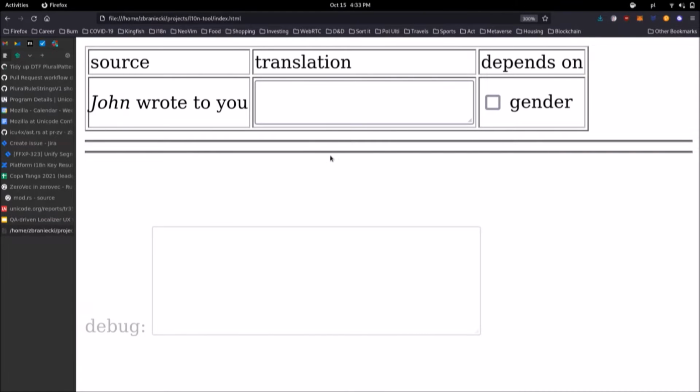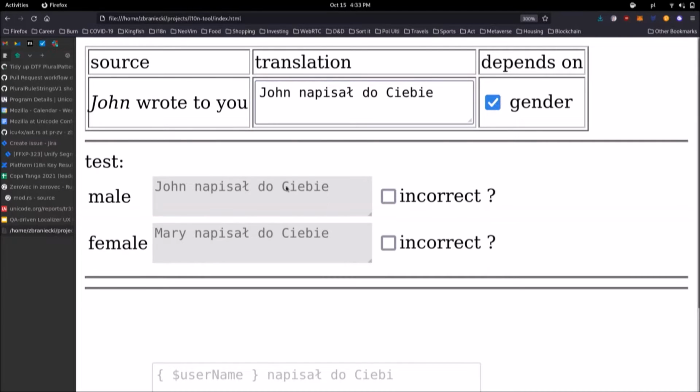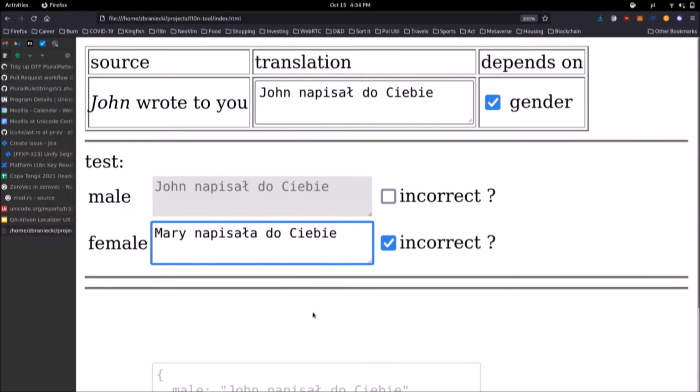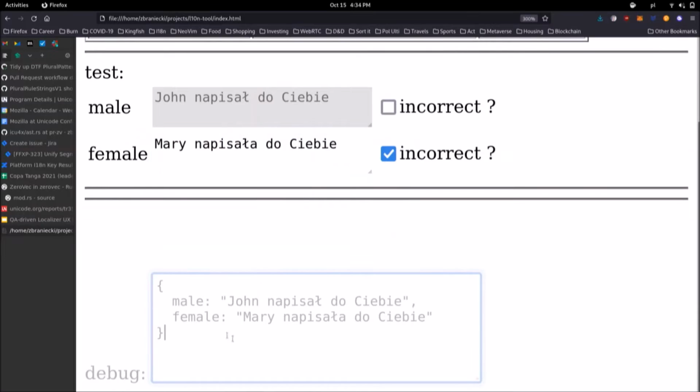Here is an idea of a tool that does it further. So you see a message, John wrote to you, and I will say, John wrote to you. I'm going to hover over the gender, and it says, Mary napisał do ciebie. I can tell that it's not right in my language. I'm wearing a QA hat now. So I'm going to say, actually, it depends on gender. And it'll say, which one is incorrect? I'm going to say, this one, it should be A. And it produced a localization message that depends on a gender without me ever thinking like a developer.